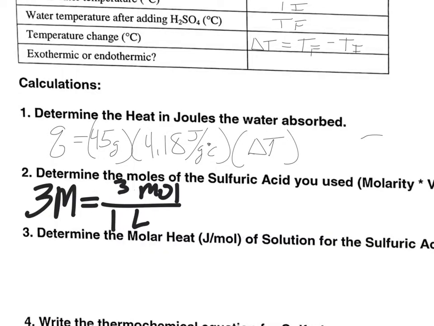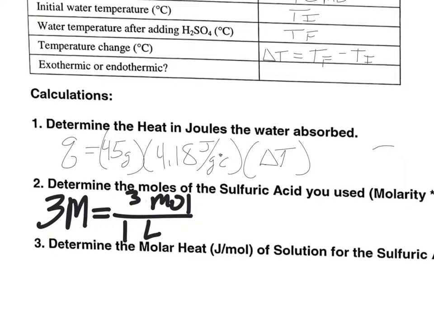The acid that we used in this lab was a concentration of 3 molar. 3 molar means that there were 3 moles of acid in every 1 liter of water. And so if you write the units as 3 moles per 1 liter, we can convert moles per liter into just moles of the sulfuric acid.